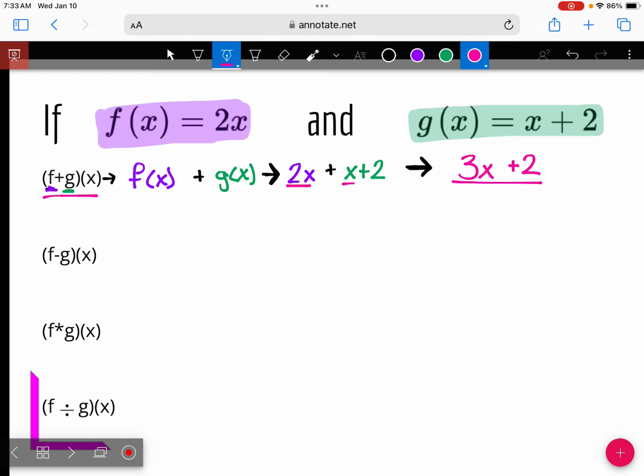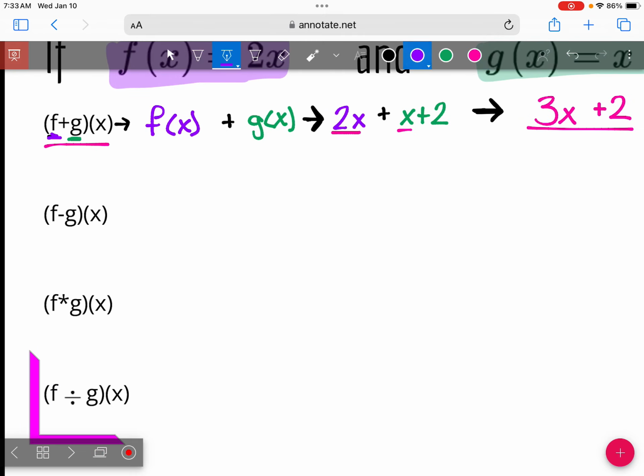So we're going to do the same thing with the minus. When we look down here, when we have f minus g of x, that means we're going to take f of x, which is purple, and we are going to subtract all of g of x. So we're going to need to be really careful with subtraction. But we're going to treat it the exact same way. We're going to substitute it in. Just when I substitute in my subtraction, I'm going to put parentheses around it.